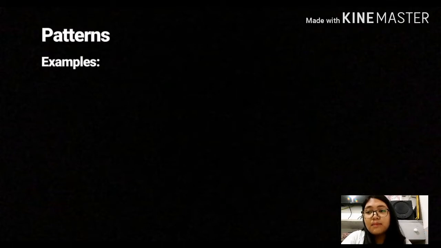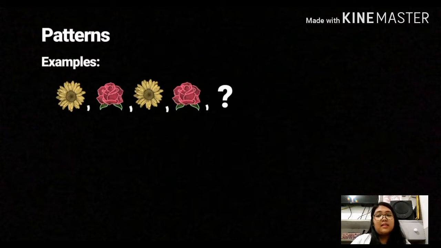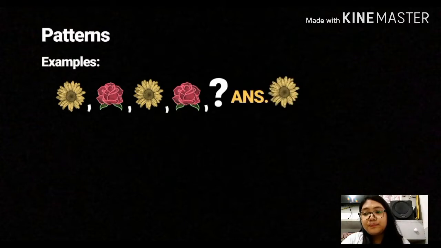In our first example, there is a sunflower, rose, sunflower, rose. So what is the next flower after the rose? Here we can observe that the pattern is after a sunflower there will be a rose, and after a rose there will be a sunflower. So here we can assume that the answer will be a sunflower.